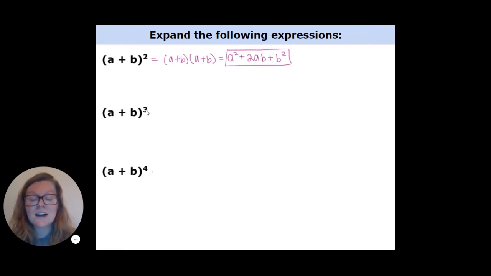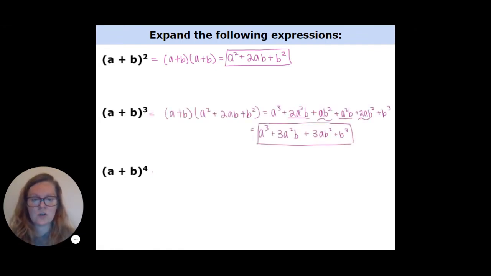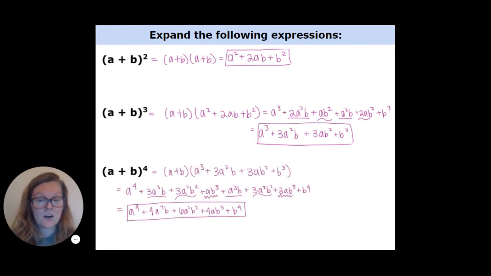Same thing here. Do not distribute that 3. It is not a cubed plus b cubed. Write it 3 times, multiply it together, and then we are going to combine all of our like terms so we get that fabulous answer. Then we can do it one more time and we get all that mess.